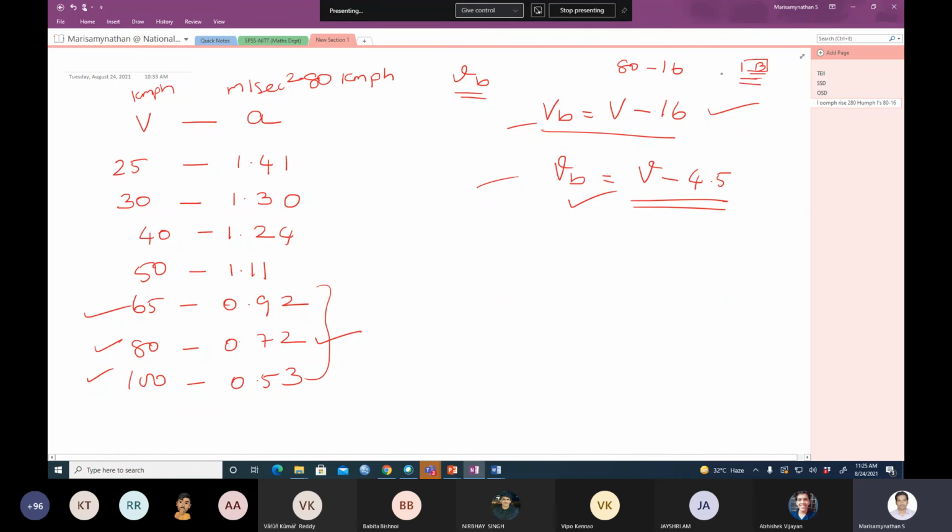So this is an overview of overtaking sight distance, which comes under the sight distance chapter of your second unit. The simple and understandable problems we will cover from the next classes. Any doubt from today's session?